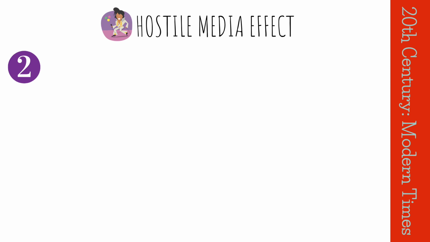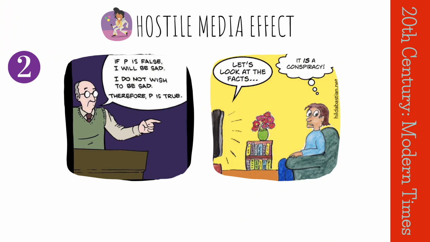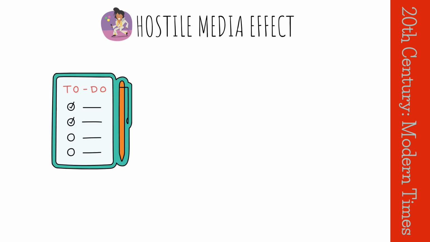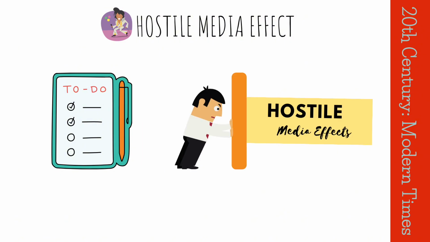Another reason for the hostile media effect is that people tend to interpret ambiguous information in a way that is consistent with their beliefs. This is called motivated reasoning. For example, if a news article reports that a study found that there is no link between vaccines and autism, a person who believes that vaccines cause autism is more likely to interpret the article as being biased against their beliefs. There are a number of things that people can do to overcome the hostile media effect.